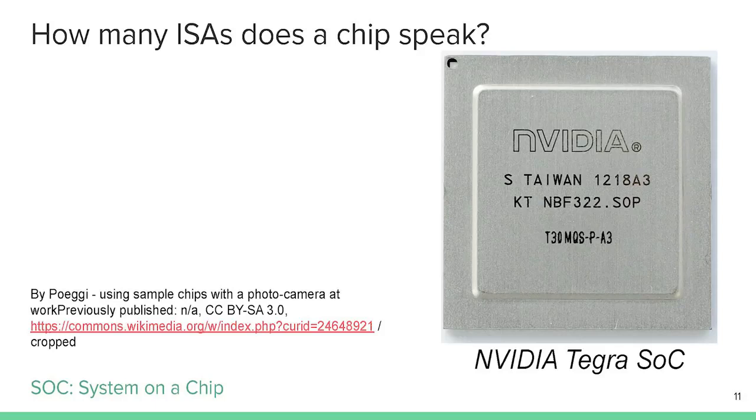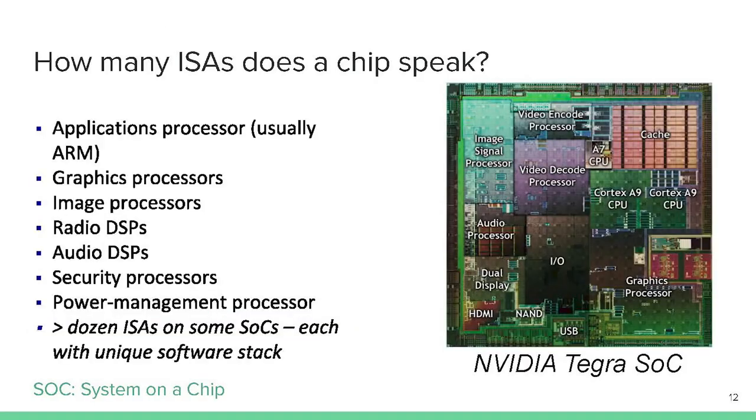So one other thing about why RISC-V, why is RISC-V coming? If you look at a modern chip, which you might call an SoC or system on a chip, the question is, how many ISAs does it actually speak? This is a chip that comes from NVIDIA. So if you've been listening to my talk, you might think it speaks the NVIDIA ISA. But that would be a wrong assumption.